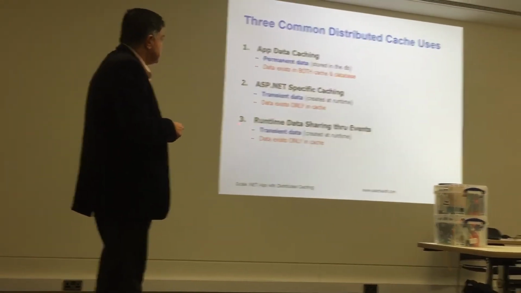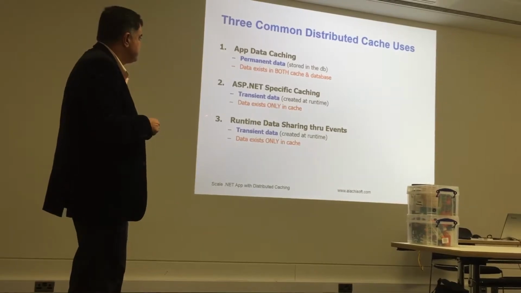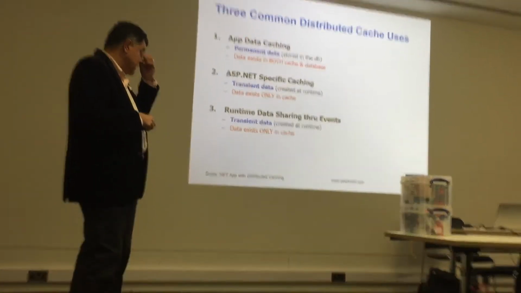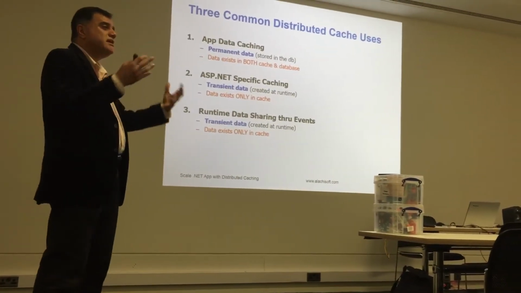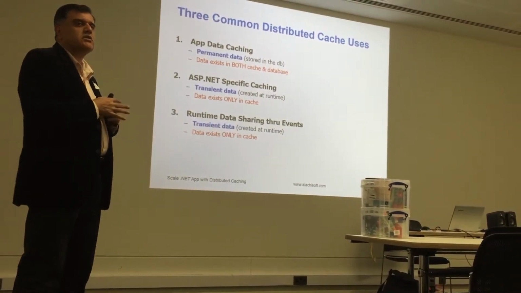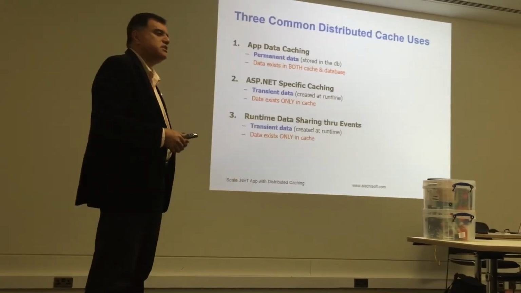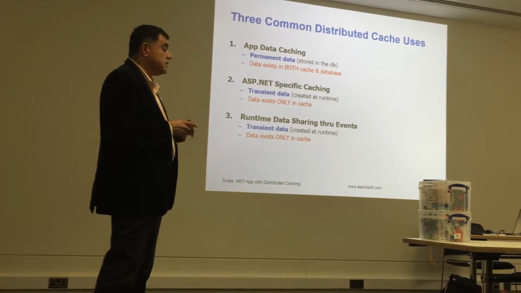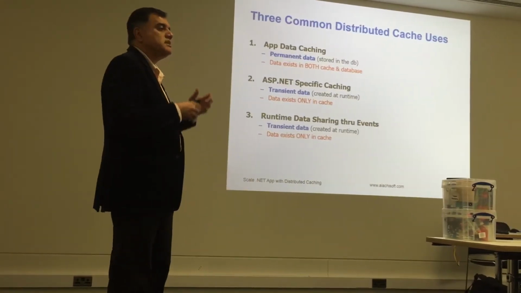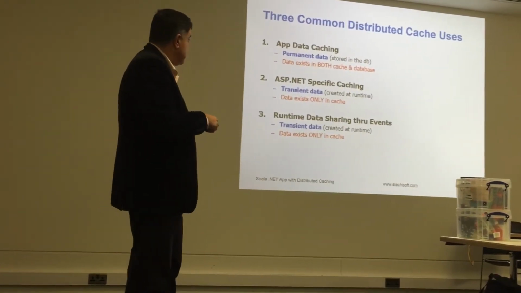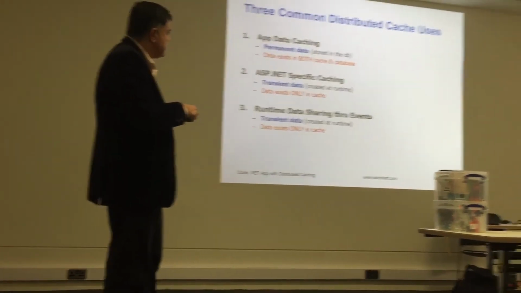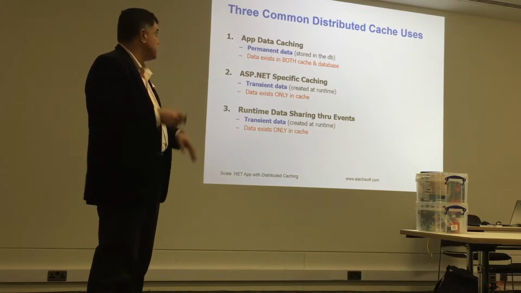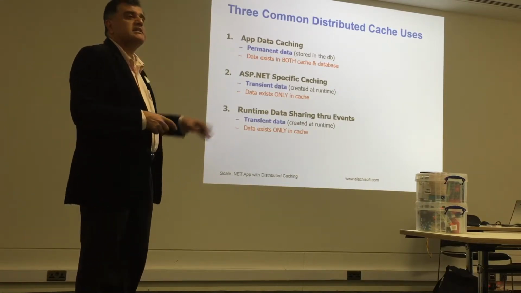The third common use case is something that a lot of people don't know that distributed caching can be used for, and that is runtime data sharing. This is where you want to share data across multiple applications or across multiple instances of the same application in a pub/sub manner, in an async manner, so that you don't have to do polling, you don't have to use message queues and other stuff. That's also transient data. It may or may not exist in the database, but it's definitely being shared at runtime. So those are the three common ways that caching is used.